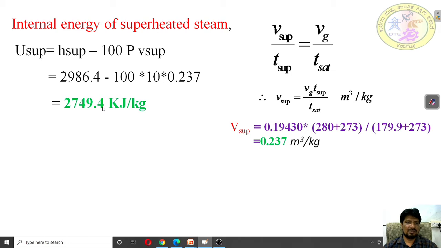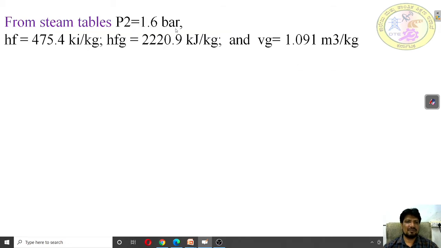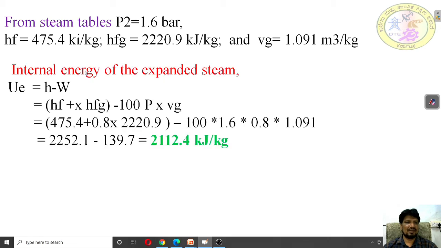After calculation of this, you will get 2749.4. Now the steam table corresponding to a pressure of 1.6 bar. We know the HF value, HFG and Vg value, these three values from the steam table. Note them down. Then we know the formula for calculating internal energy when it is expanded: H minus W, where for wet steam it is HF plus X into HFG, minus the work done, 100 P into X into Vg.